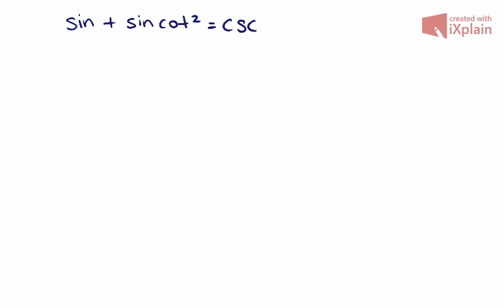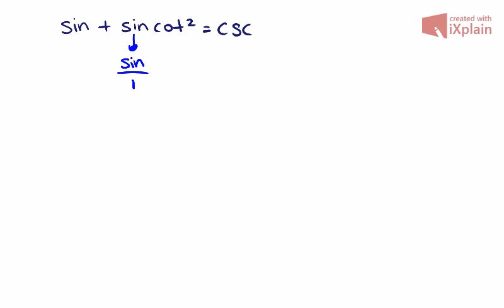Okay. We have sine plus sine times cotangent squared equals cosecant. Remember your order of operations. You have to multiply before you can divide. Okay? Sorry about that real quick, something was on the screen. Okay, so bring down my sine. So that is sine over 1. Cotangent is the same thing as cosine over sine. Since cotangent is squared, I know my cosine and my sine must also be squared.